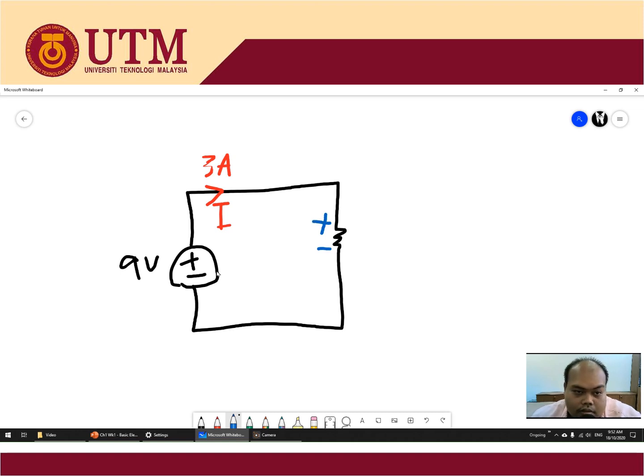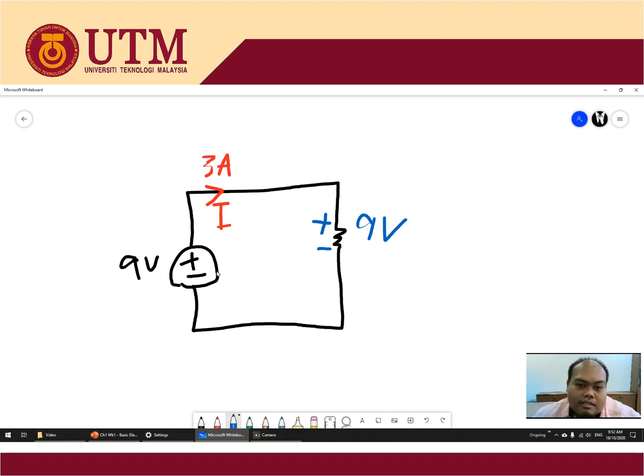So make sure if the current goes into the resistor, it will become positive, and goes out, it will become negative. Because this is just a simple circuit, this one will always be 9 volt. But what is the unit? It can be positive and negative. This one is 9 volt, because it is the same.